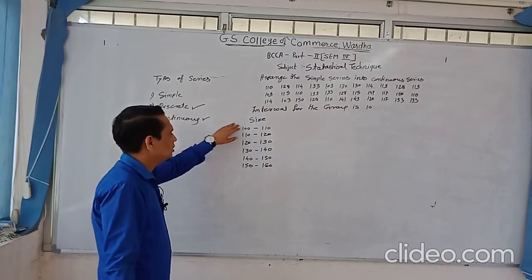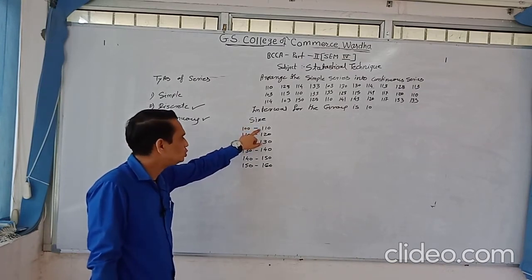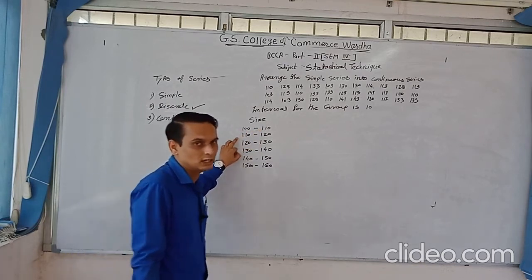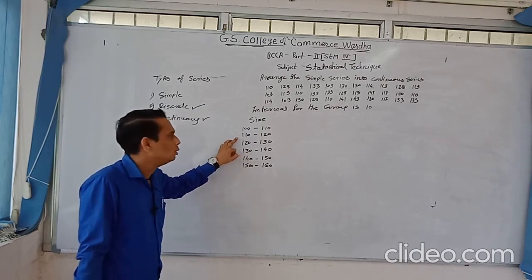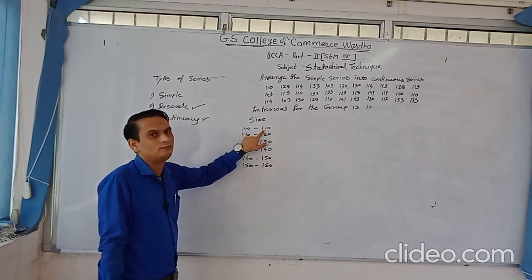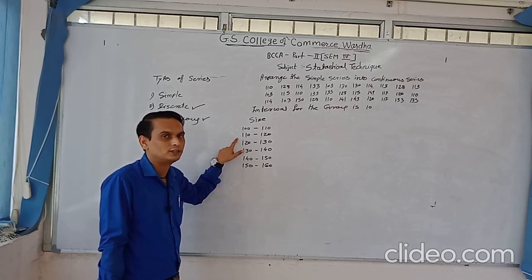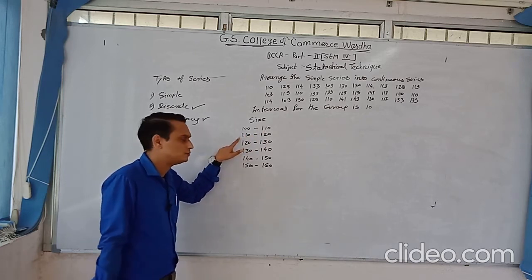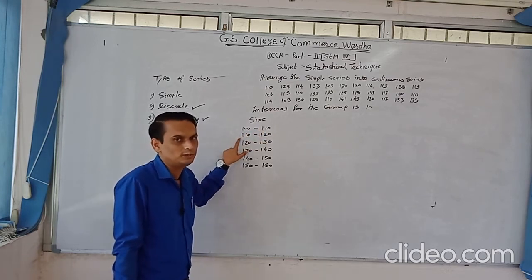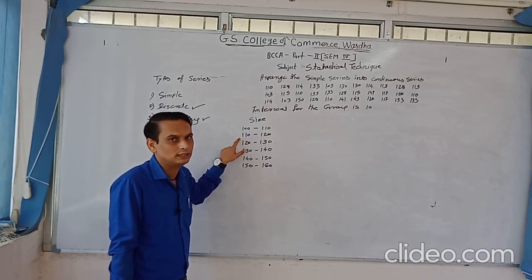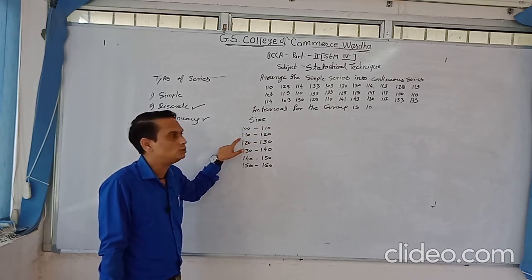Okay, so 110 is the upper limit of the first group. It should be the lower limit of the second group. This type of continuous series is called an exclusive series. It means 110 is not included in the first group, but it is included in the second group, because the lowest value of the second group is 110. When the upper limit of the first group is the lower limit of the second group, it is called an exclusive series. When this is not the same, that type of series is called an inclusive series.